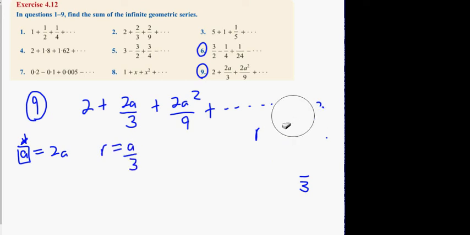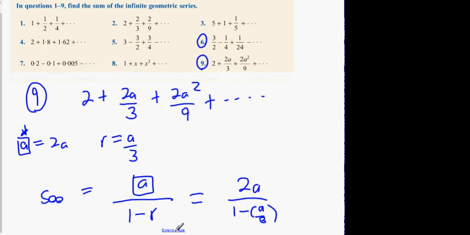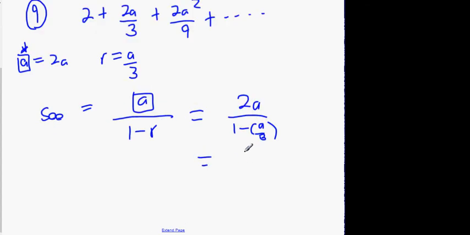Now that we've determined that, then we're going to do S infinity. S infinity is our initial value of a divided by 1 minus r, which ends up being 2 all over 1 minus a over 3. And what that will be is simply, we might get a common denominator there, so we'll put that as 3 over 3. So it's going to be 2 divided by 3 minus a all over 3. Then we can bring this upside down, 3 over 3 minus a. So then it's going to be 6 divided by 3 minus a.